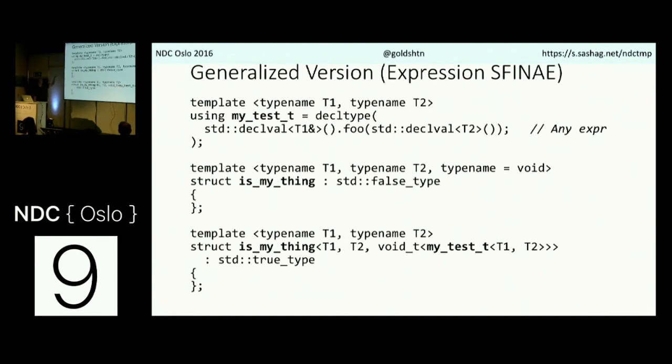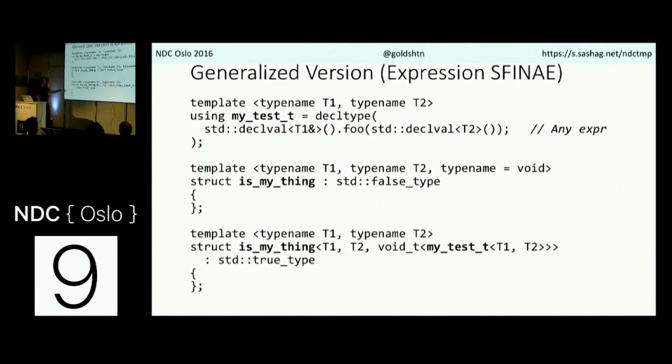So if that expression makes sense, if this thing here is well formed, then void_t produces void, and we pick the second specialization. And if it is not well formed, then we pick the first one, and we reject that property. And we could even test, if we wanted, that my test T is not just well formed. We could ask what kind of thing it is.